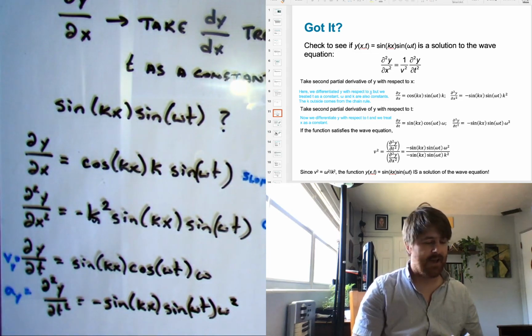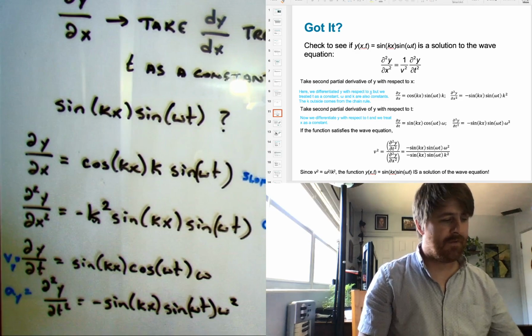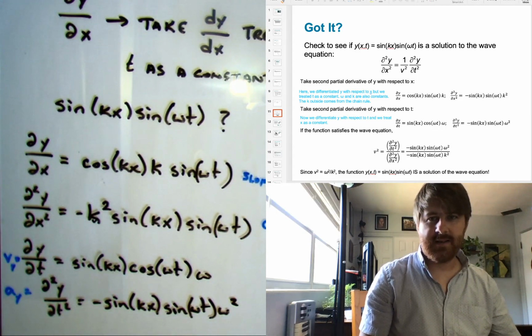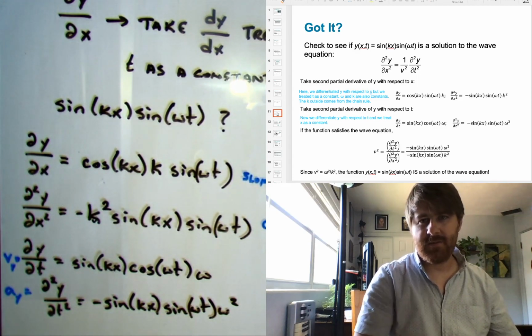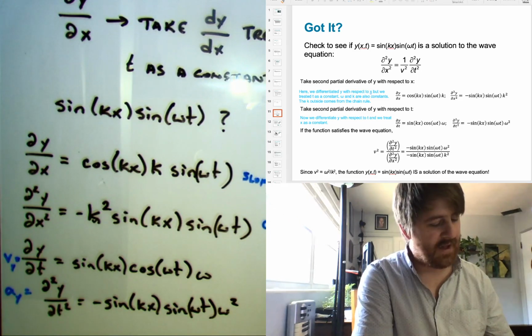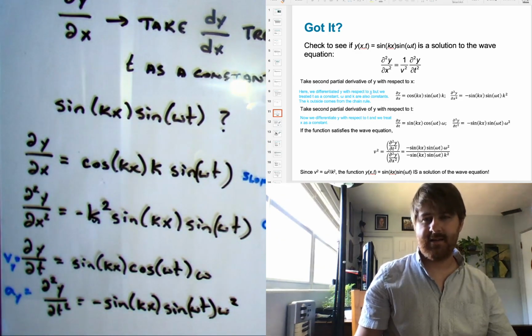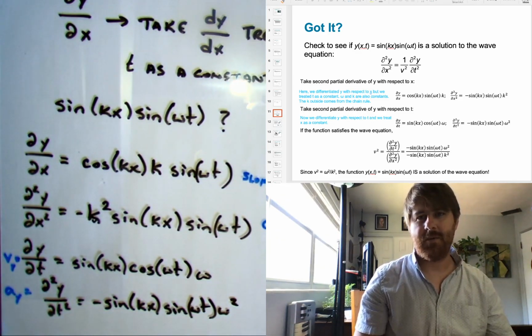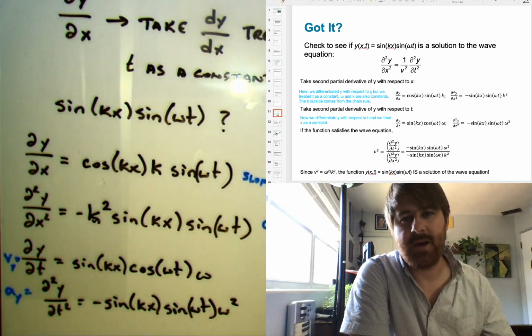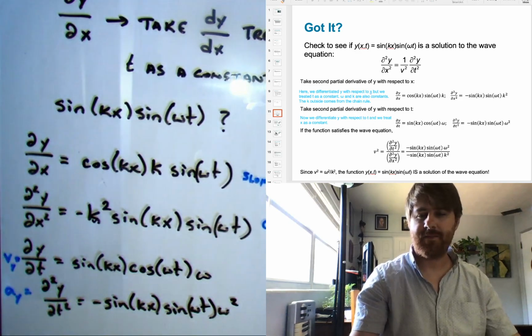Okay, we can put this together. If this satisfies the wave equation, if the velocity squared is equal to the second derivative of y with respect to t over the second derivative of y with respect to x. And when we do that, we see that the sines in these equations cancel out. The minus sign in front cancels out, and what we're left with is omega squared over k squared, which we know is the velocity of a wave. So this is a wave.